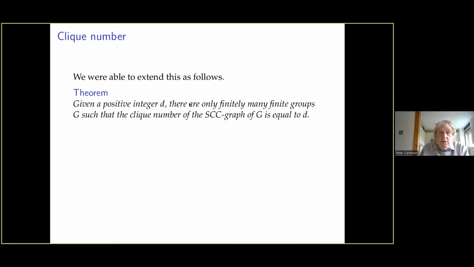Given a positive integer d, there are only finitely many finite groups for which the clique number of the SCC graph is equal to d. In a sense, this is a generalization of Landau's theorem, if you want to put it that way. It says that if you look at the conjugacy classes and you join two of them if they contain elements generating a soluble group, and you look at the clique number of that, then there are only a finite number of finite groups where that clique number is the number d that you specified.